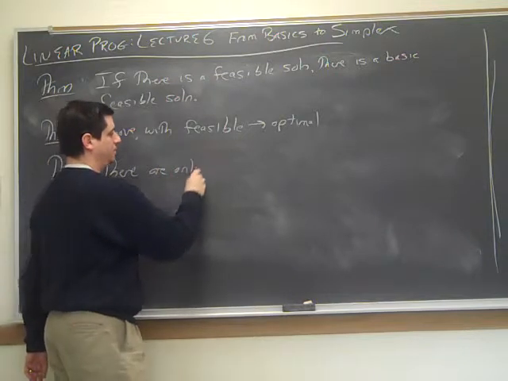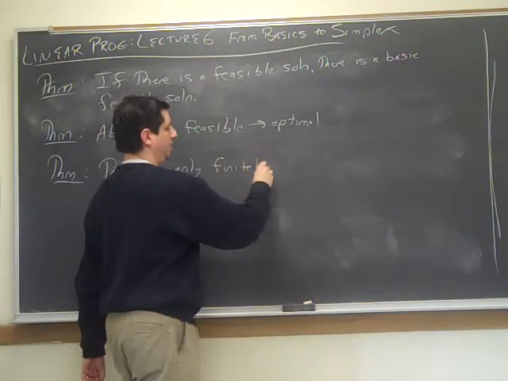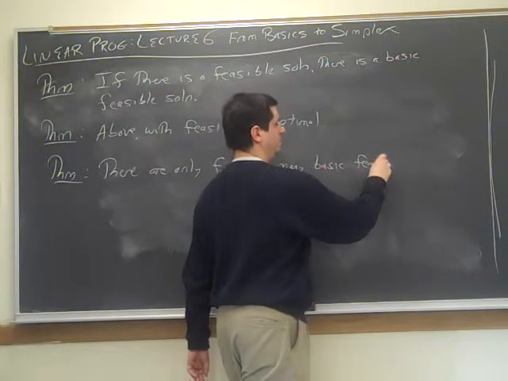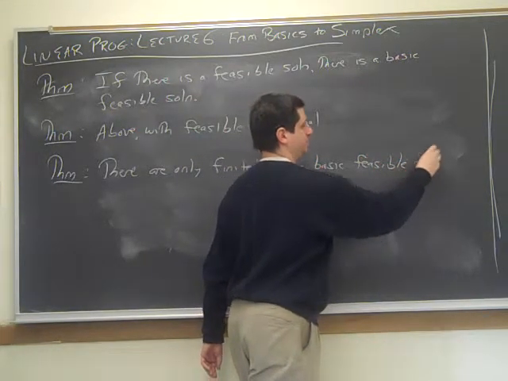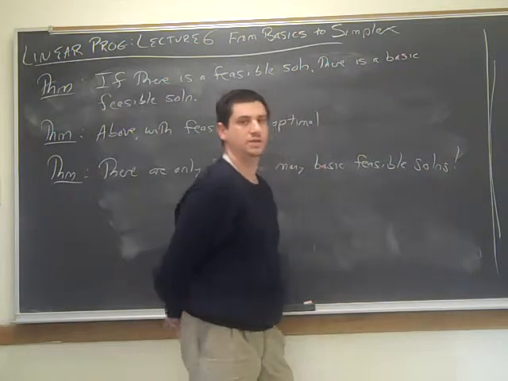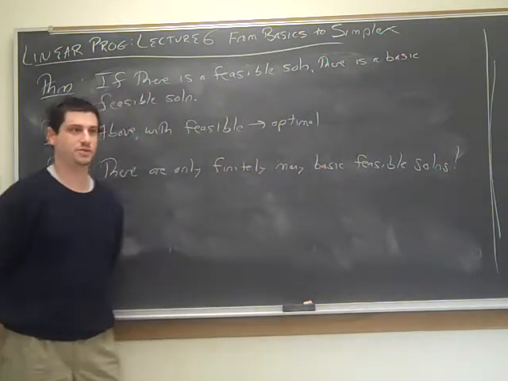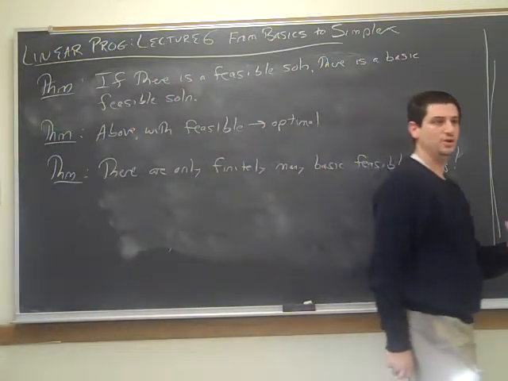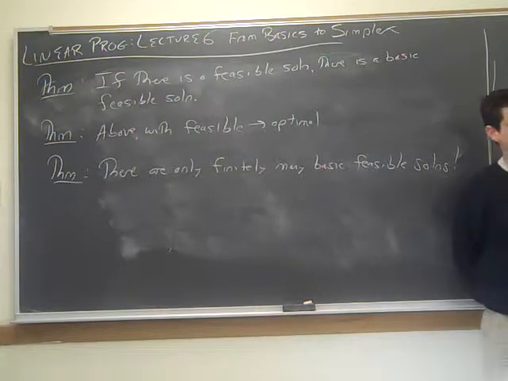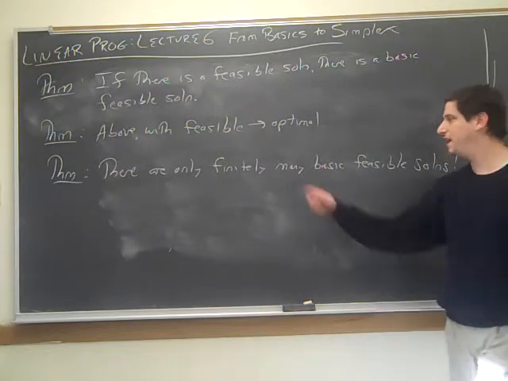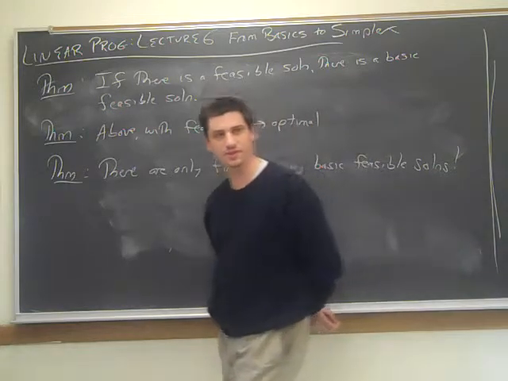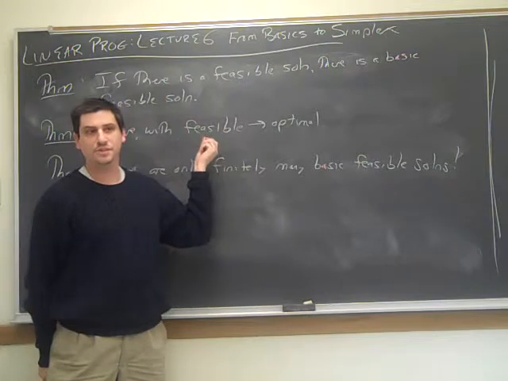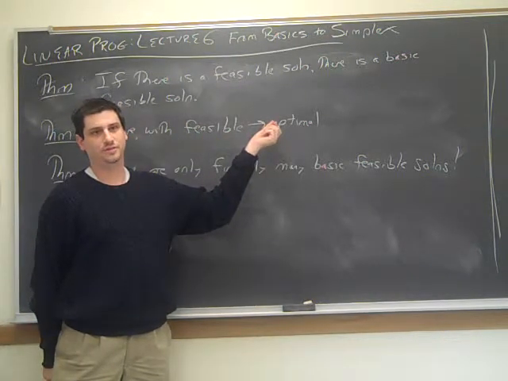There are only finitely many basic feasible solutions. Now that's very nice. We saw examples before where there were infinitely many feasible solutions, or where there were infinitely many optimal solutions. There are only finitely many basic feasible solutions. Now this theorem, the second theorem, tells us if there's an optimal solution, there's a basic optimal solution.